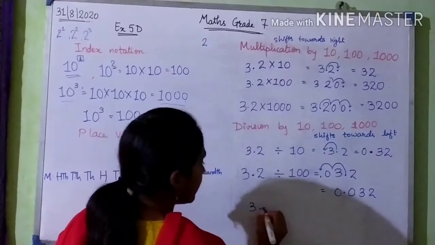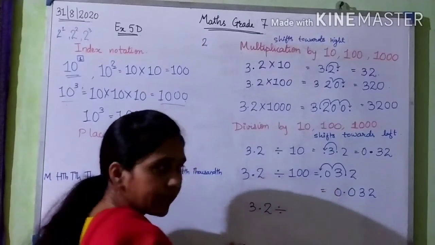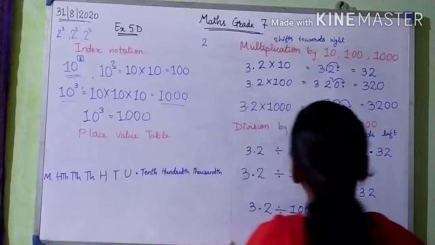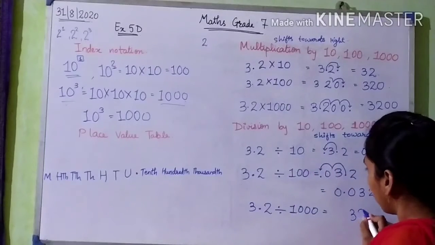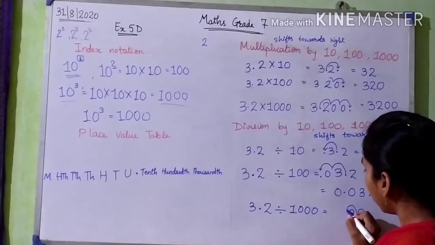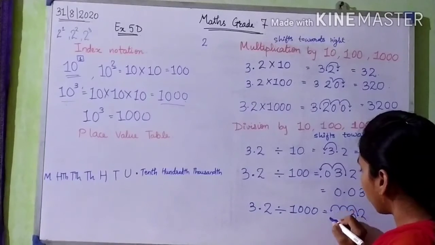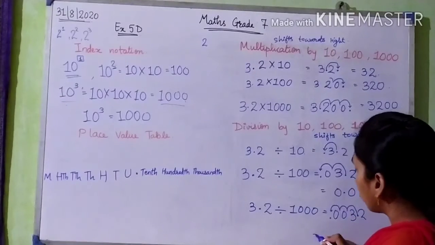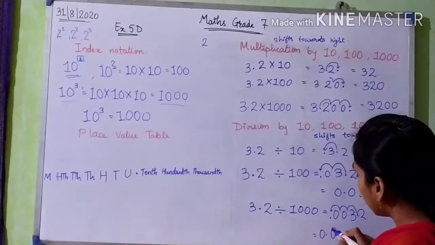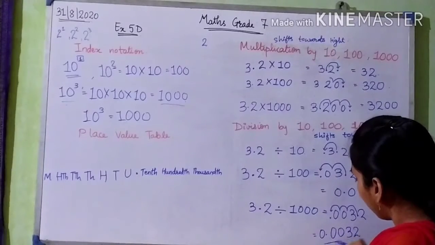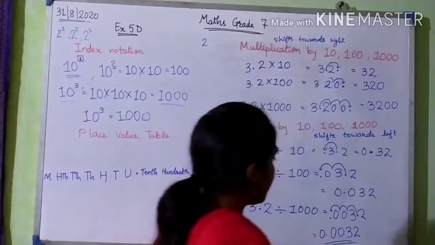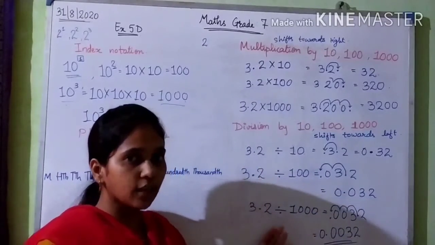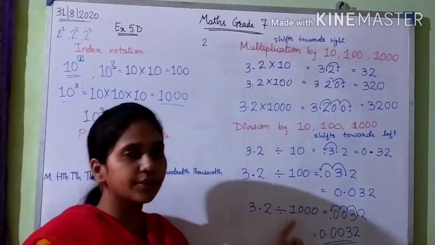Now we divide 3.2 by 1000. In 1000 there are 3 zeros, so the decimal point is going to get shifted 3 digits. So 1, 2 and 3, it will come here. Now there are no numbers here, so I put 0, 0. So this becomes 0.0032. So you can see how the number changes when we multiply it by 10, 100 and 1000 and when we divide it by 10, 100 and 1000.